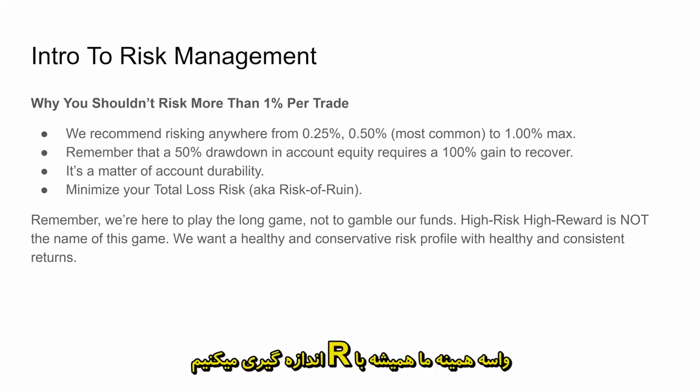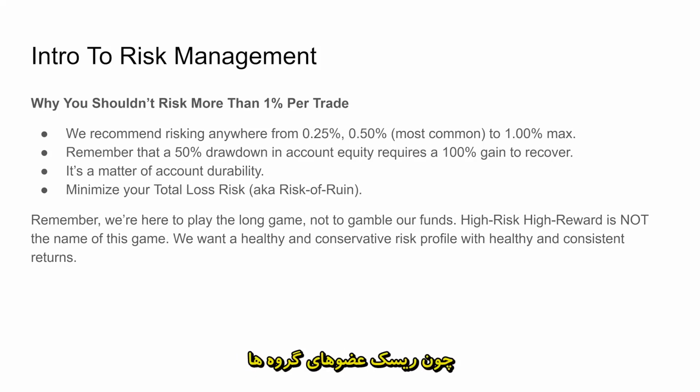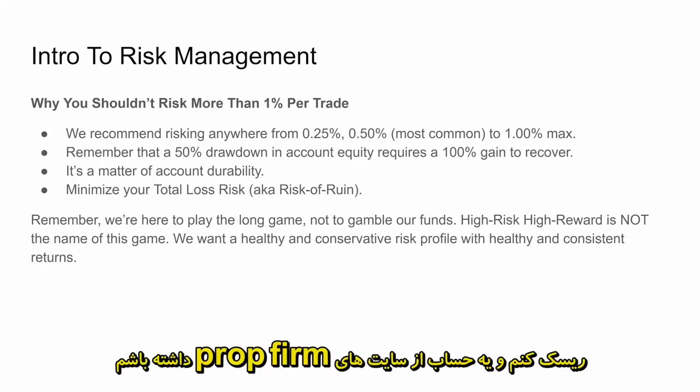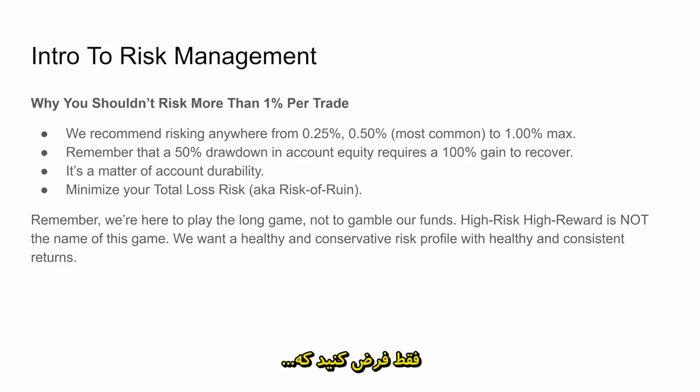So that's why we always measure things in R, because every team member's risk per trade in Phantom is pretty variable, right? But I'm hoping that you guys are all sticking to a fixed percent risk per trade, right? We'll talk about that in a little more detail, but we don't want to be risking more than 1% per trade.